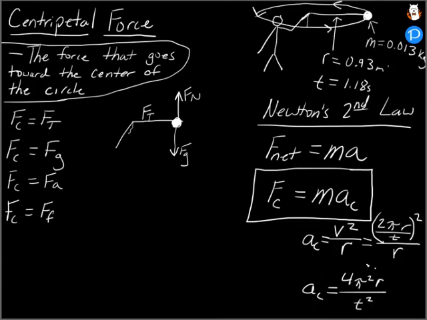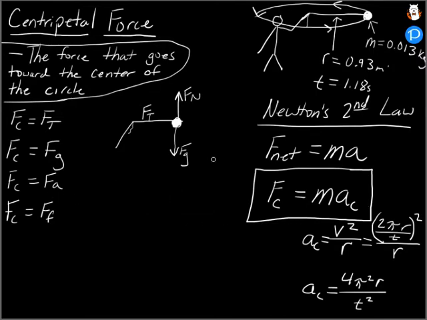So I'm just rearranging some stuff. Since I don't know the velocity right off the bat, I'm just going to substitute this in for v. So I've rearranged that equation to look like this: centripetal acceleration is equal to 4 pi squared r divided by t squared. Now I know the mass of this, and I've got this for the acceleration, so I'm going to put that in for acceleration.